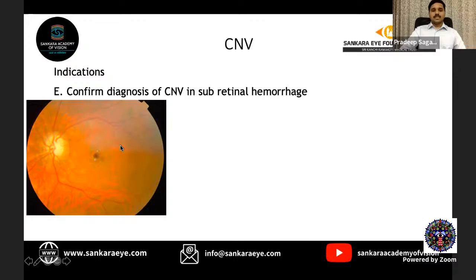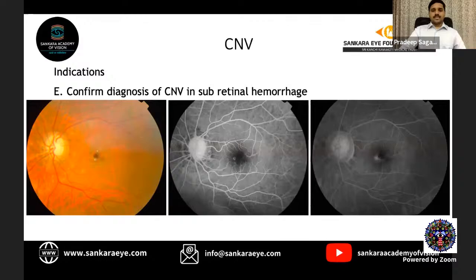For example, here we can see that it's a myopic eye with presence of subretinal hemorrhage at the fovea. In myopic eyes, a subretinal hemorrhage can be due to a lacquer crack or due to development of a choroidal neovascularization. In this patient on fluorescein angiography, we can see that there is presence of a small network of vessels with leak in late phase, confirming the diagnosis of choroidal neovascularization. So this patient has to be treated with anti-VEGF. If it was just a lacquer crack related hemorrhage, we would have just observed the patient.